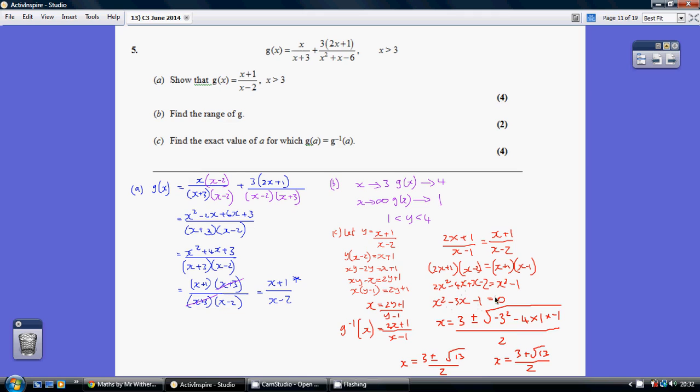This does not factorise, so we use the quadratic formula, giving us x being 3 plus or minus root 13 over 2. However, x is greater than 3, so it's got to be the value coming from when we add on to 3. So our exact value of a is 3 plus root 13 all over 2.